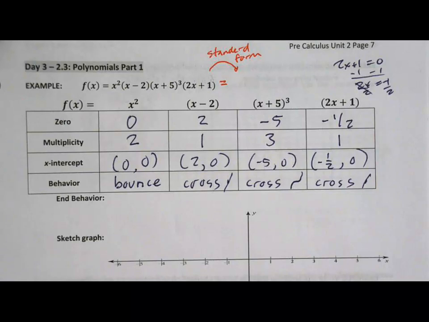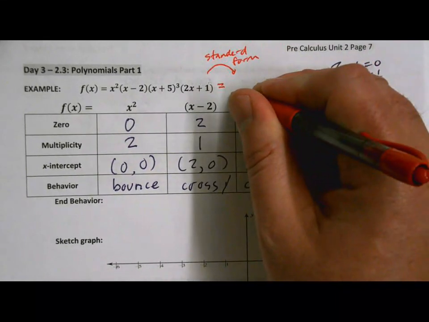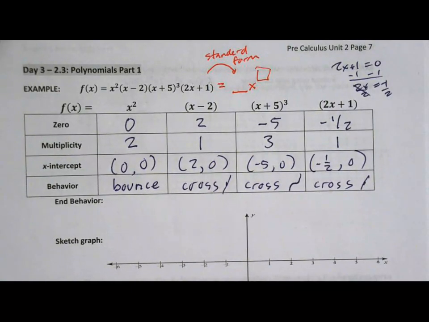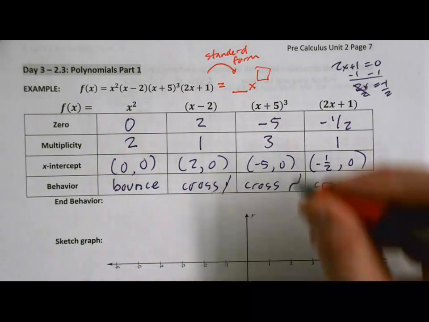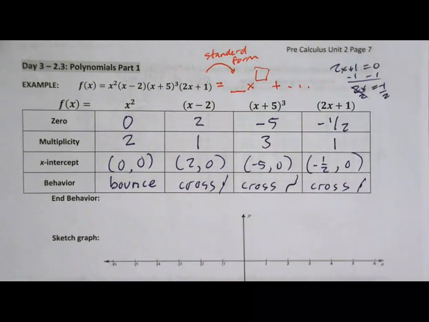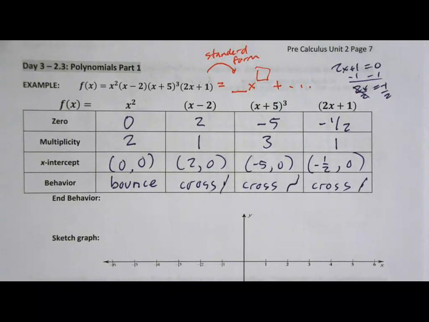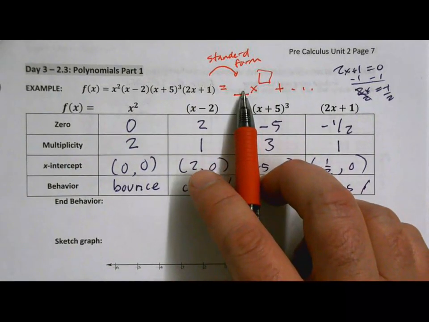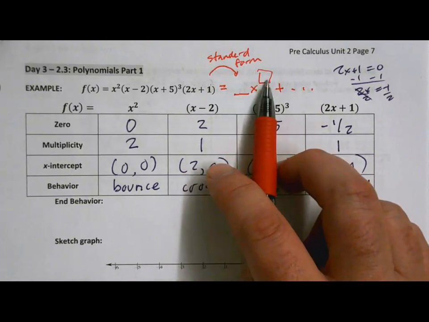It turns out that really the only thing I need in order to find my end behavior for a polynomial is just the first term. I only need the first term of standard form. So if I could figure out what my first term is, it's going to be something x to some power. If I can figure out what that first term is, then I don't need to know the rest of this to figure out my end behavior. So I want you to think about, if I were to multiply out all of these factors, what would be the coefficient that would end up here? And what would be my exponent that would end up here?